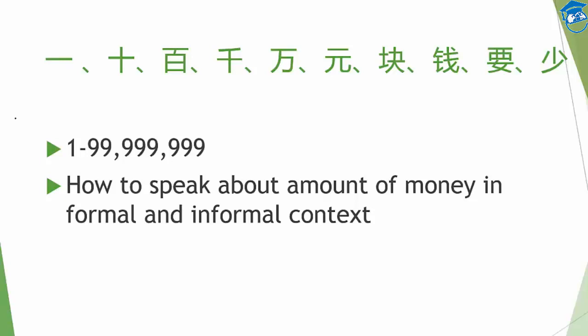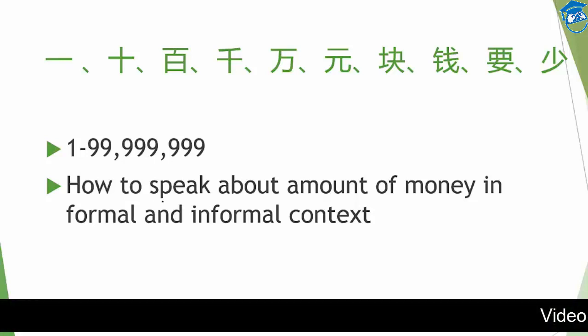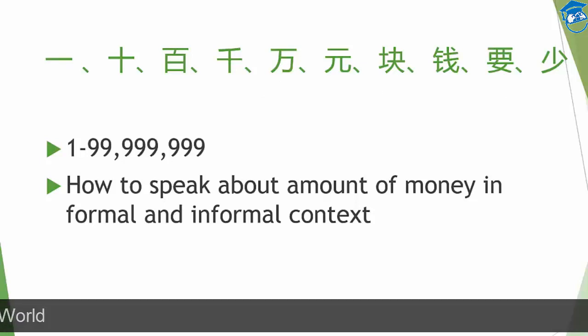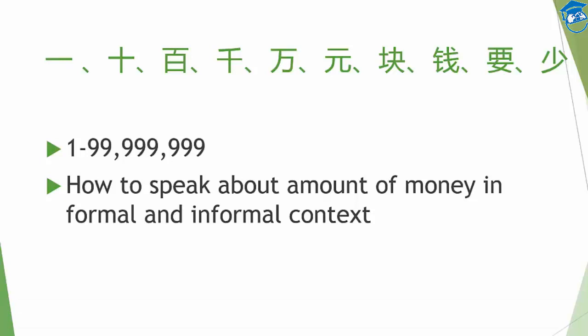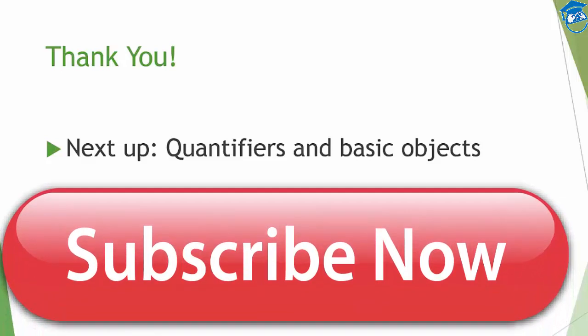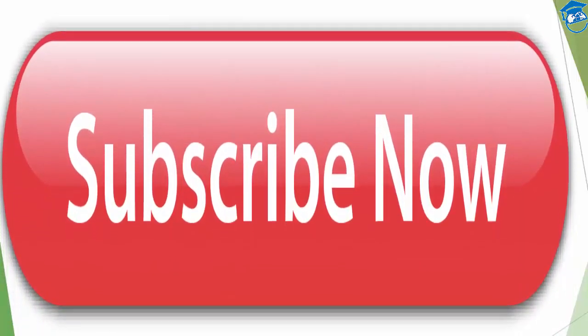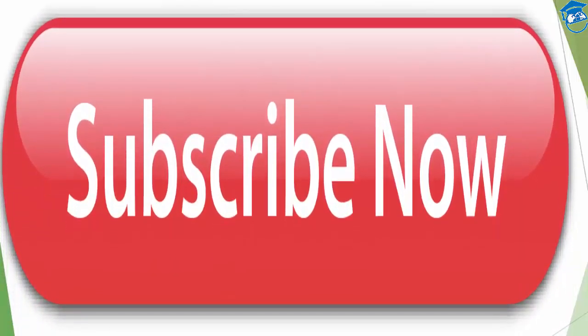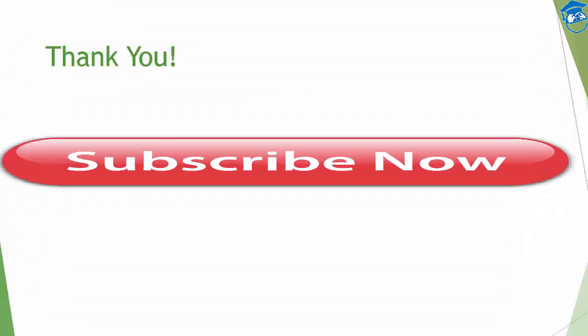So as I said, you have learned how to speak about amount of money in formal and informal context using the words that I have told you here. So please have a revision of this page, and next up we'll talk about quantifiers and basic objects. Okay, because quantifiers, they are an interesting grammar of Chinese, and I will explain to you what it is in the next lesson.